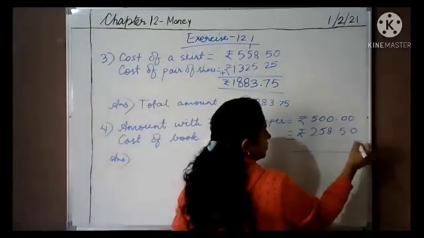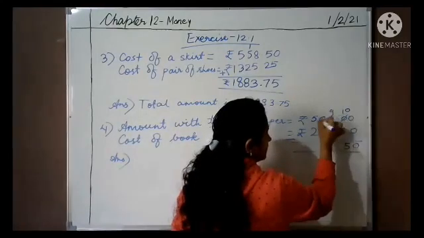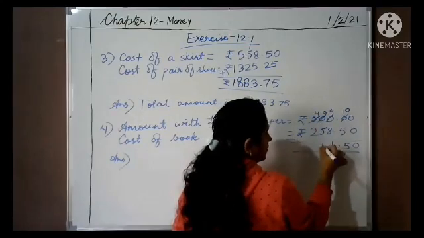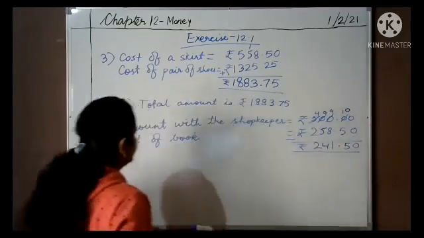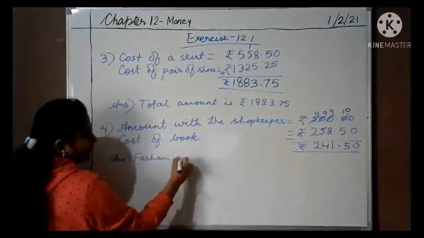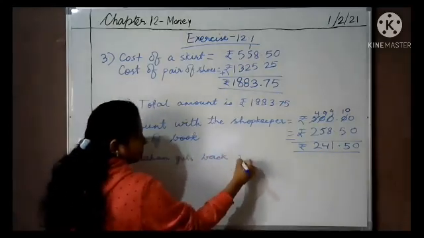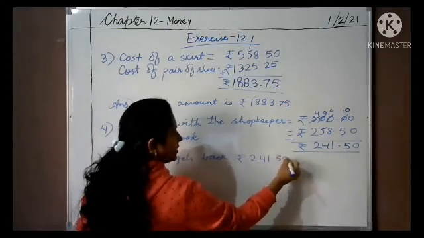So 0 minus 0 is 0. 10 minus 5 is 5. This is 9. This is 9 and this is 4. So 9 minus 8 is 1. 9 minus 5 is 4. 4 minus 2 is 2. So Farhan gets back rupees 241 and 50 paise.